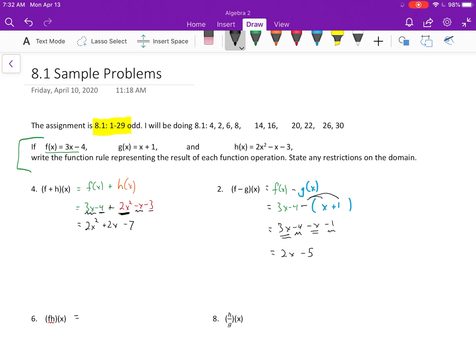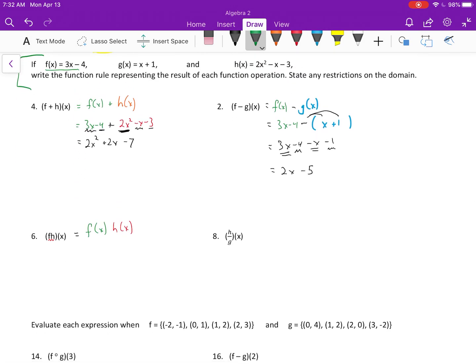So that's addition, subtraction. Let's do this multiplication one. So this is going to be f of x times h of x. So we're going to get to multiply this out here. So f of x is 3x minus 4. And h of x is this trinomial. It's 2x squared minus x minus 3. And now we just need to multiply this out. So the 3x gets multiplied by each term in here. So that's going to give us 6x cubed minus 3x squared minus 9x.